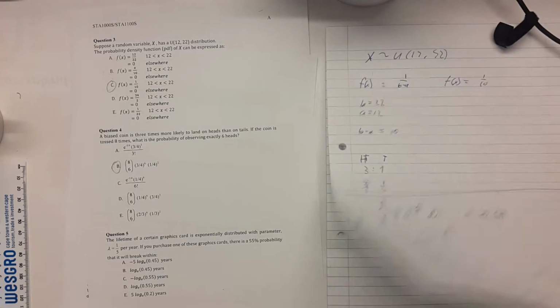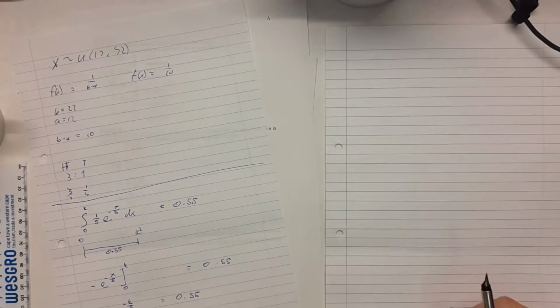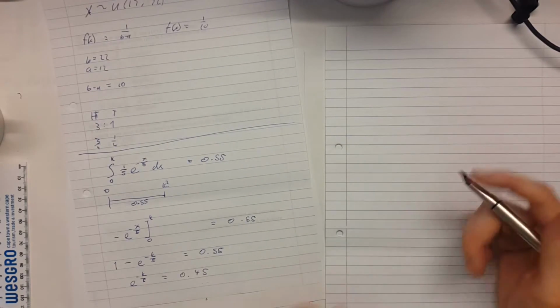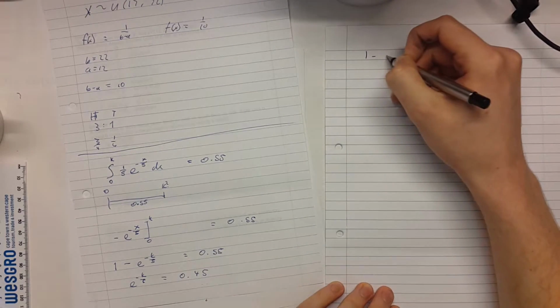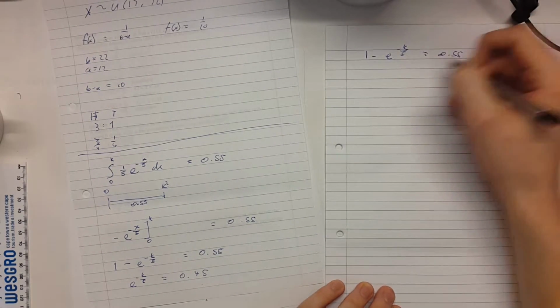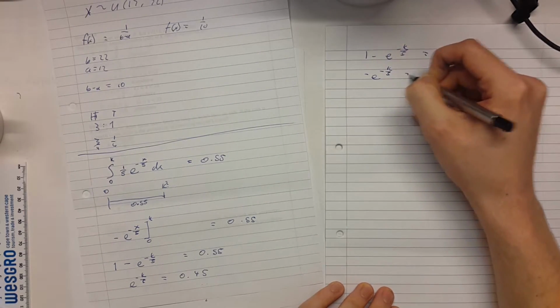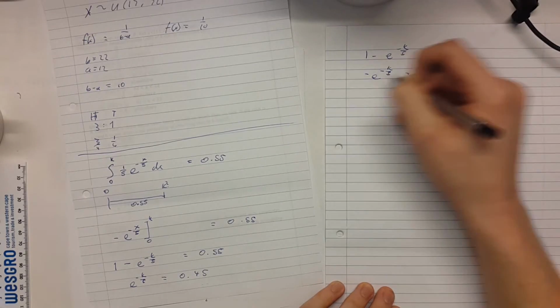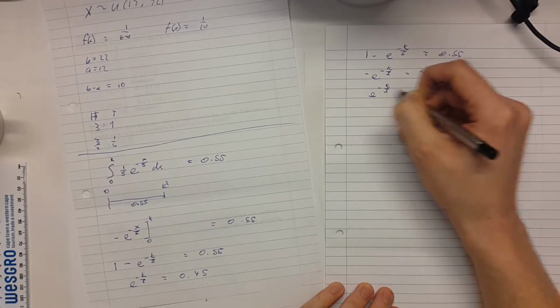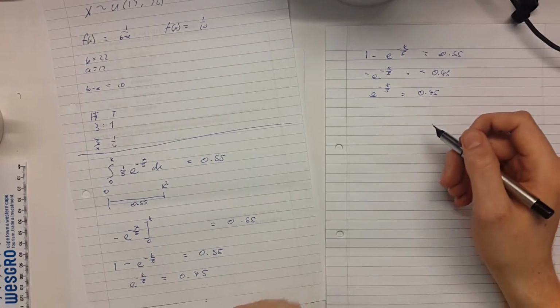Now, what do we do from there? I've run out of space, so I'm just going to write this again. We've got 1 minus e to the negative k over 5 is equal to 0.55. We take the 1 across, so we end up with negative e to the negative k over 5 is equal to negative 0.45. Cancel the negatives out, e to the negative k over 5 is equal to 0.45. Again, sorry, I didn't realize I might have come off camera there.